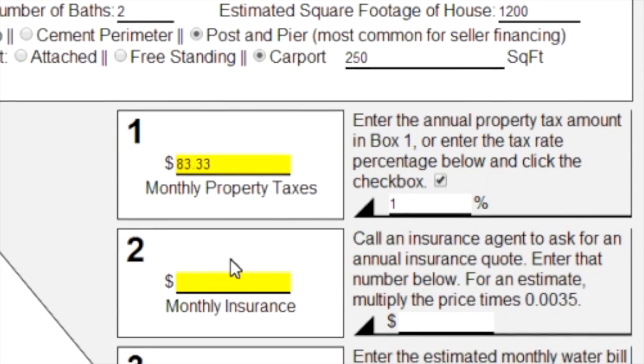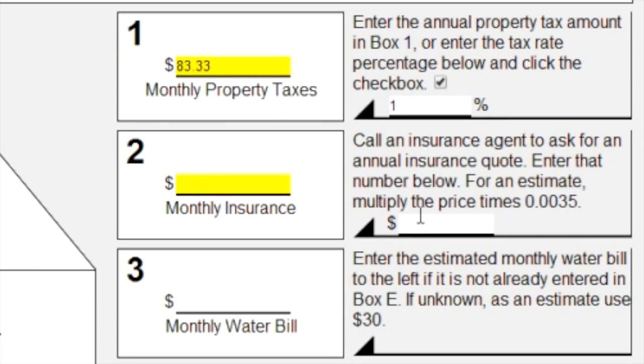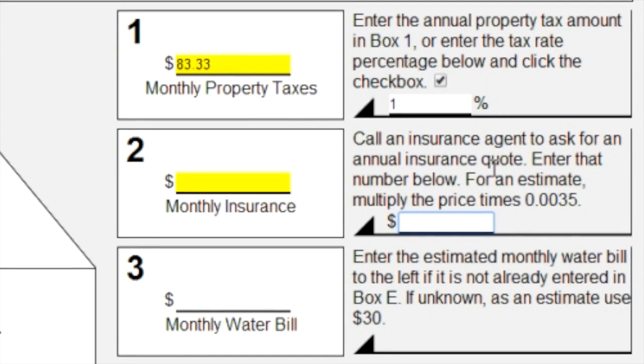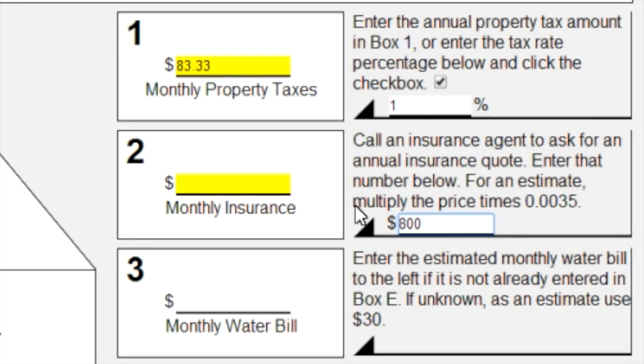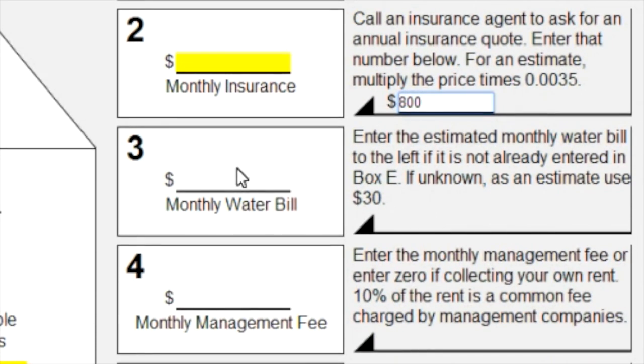Monthly insurance, I could call an insurance agent and get an annual quote for insuring this property and then divide that by 12. Or I could just plug in the annual amount and let the cash flow sheet do the computation. $30 is the monthly water bill. Put that down below, so I'll put it up in box 3.